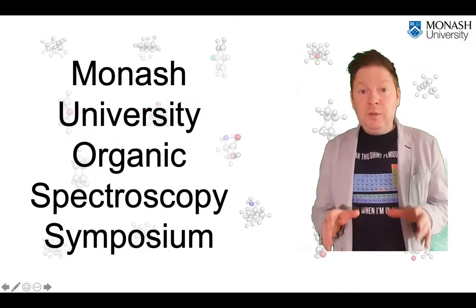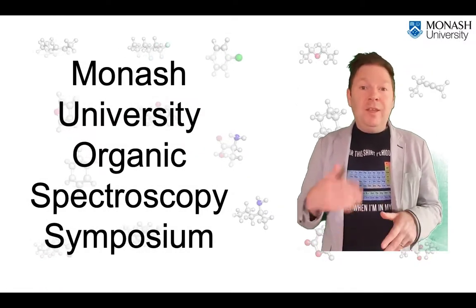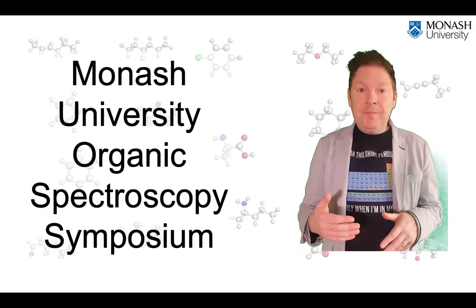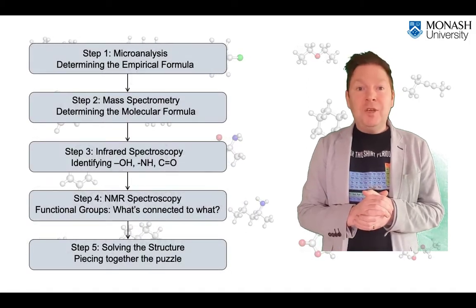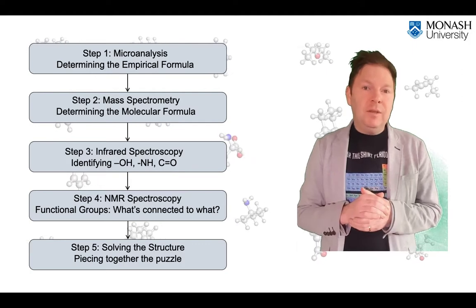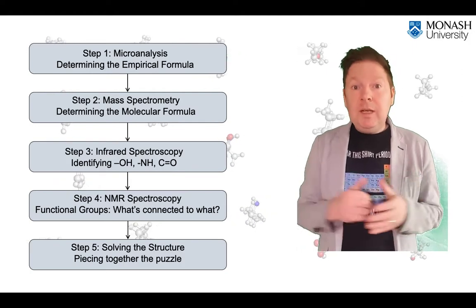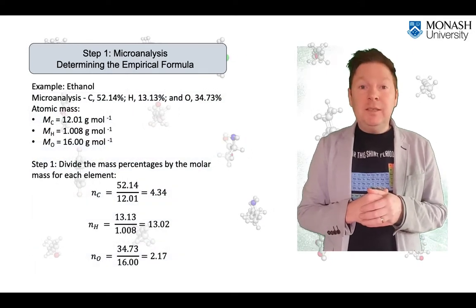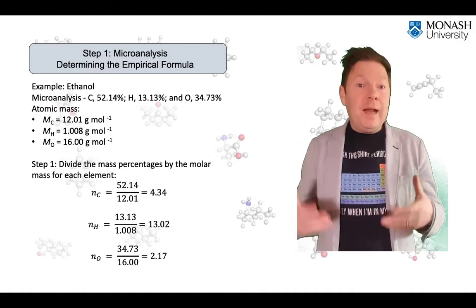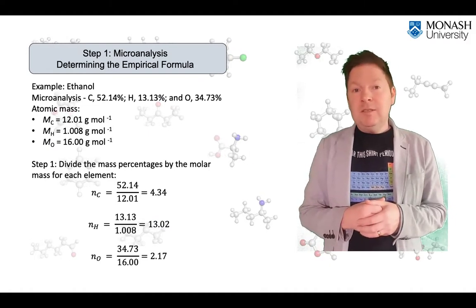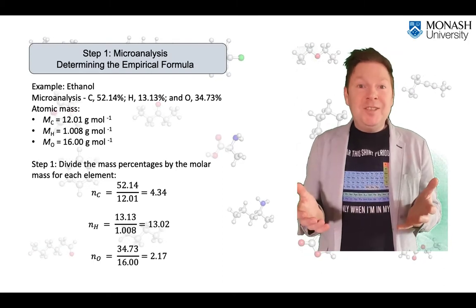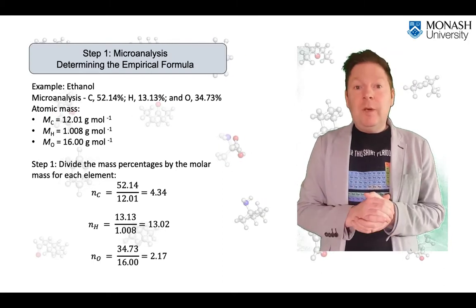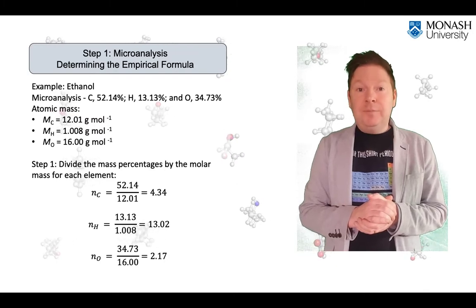So let's spend a little bit of time looking at how these different steps work. Looking at the first step, this is where we determine the empirical formula for the molecule. We do this typically by using what we call microanalysis data or elemental analysis data, which tells us the percentage by mass of each of the elements in the molecule.